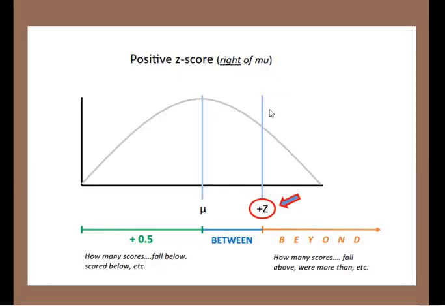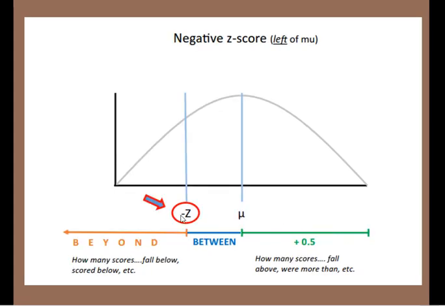All right, a student suggested this to me: if it's a positive z-score, you know that the between area is going to fall right here, and the beyond area is going to fall here. If it's a negative z-score, you know the between area is going to fall here, and the beyond is going to fall there.